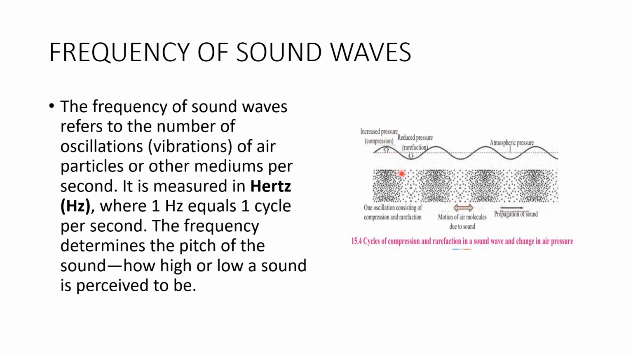This region shows one oscillation, one compression and one rarefaction. Here density is more, here density is less, and one oscillation consists of compression and rarefaction. How the motion of air molecules is due to sound. This diagram shows the cycle of compression and rarefaction. And in sound waves, the air pressure also changes.